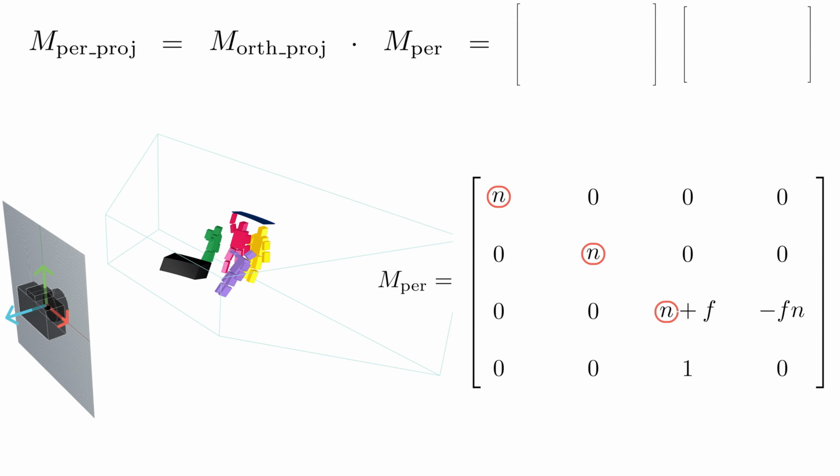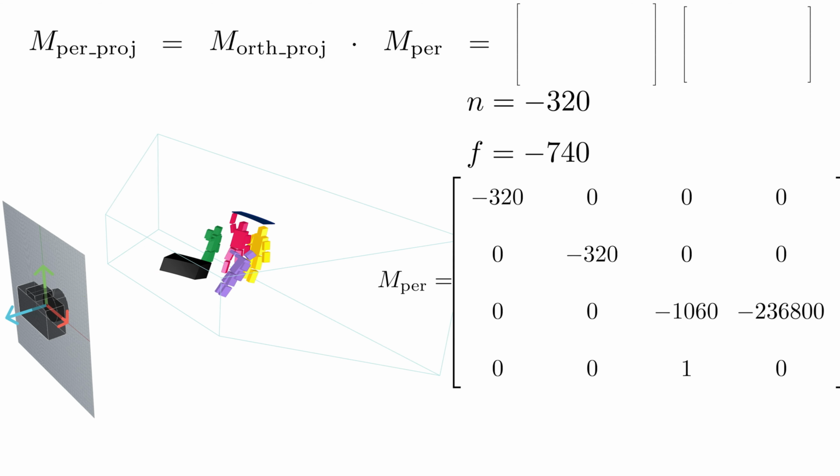The N denotes the distance from the camera to the near plane of the frustum. The F denotes the distance from the camera to the far plane of the frustum. To understand why the matrix is like this, reasoning is needed. I'll skip it here, but wrote a detailed blog post. Check it out in the comments. Another thing I would like to mention is that the N and F here are both negative, because we are looking in the negative z direction. For example, the near plane of my frustum is 320 from the origin. The far plane is 740. Then the matrix will be like this.